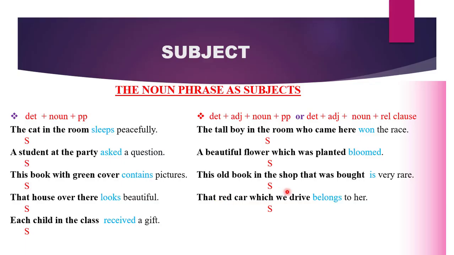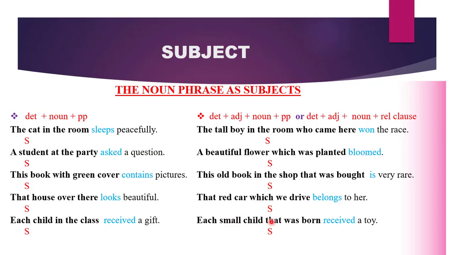That red car which we drive belongs to her. That red car which we drive is our subject. Which we drive is just providing more information about that red car. So it is part of the noun, making a noun phrase. Therefore, we have that red car which we drive as our subject, and our main verb is belongs.